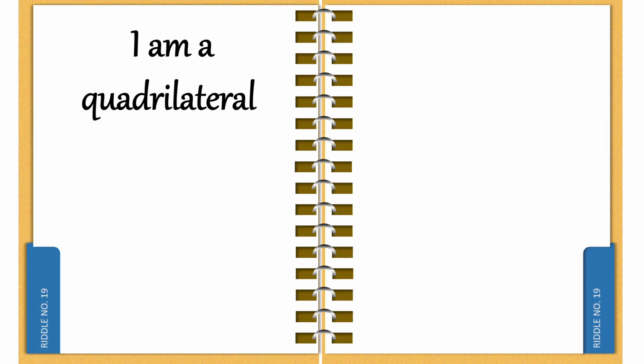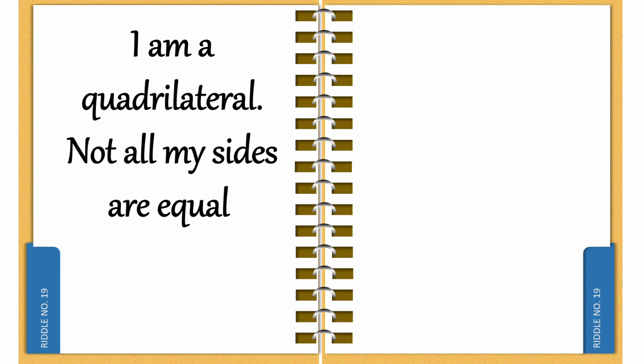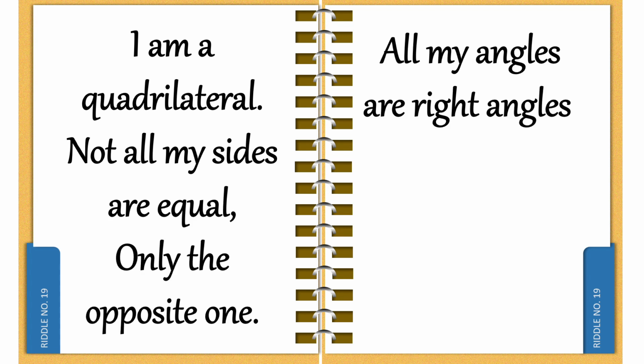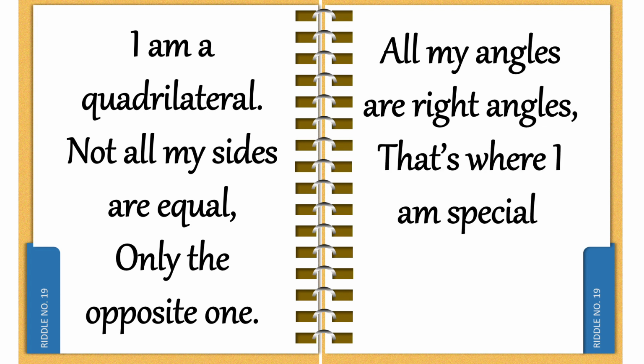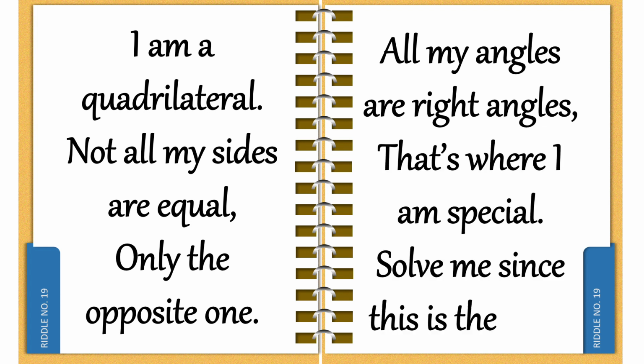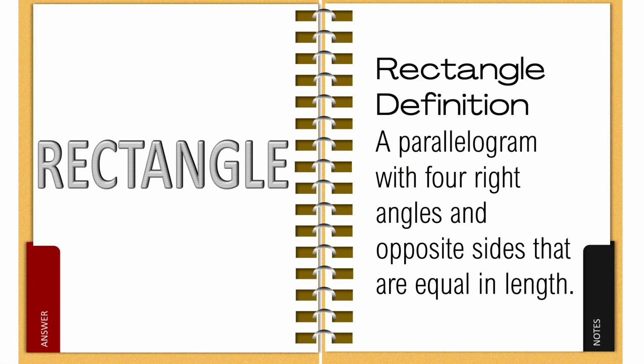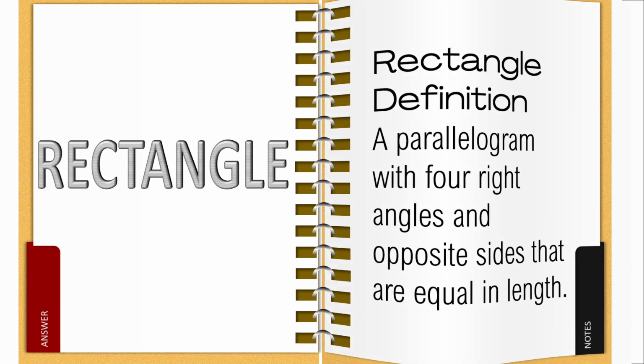I am a quadrilateral. Not all my sides are equal, only the opposite ones. All my angles are right angles. That's where I am special. Solve me, since this is the final. Rectangle is the correct answer. Although a square is a type of rectangle due to its right angles, not all rectangles are squares. Characteristics like unequal sides are not found in squares.